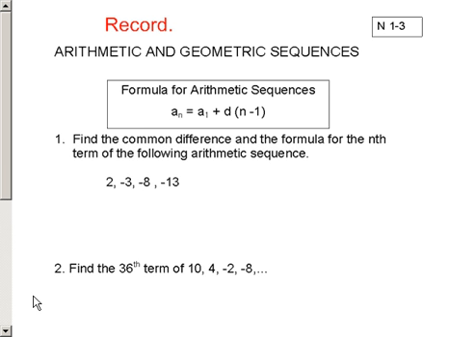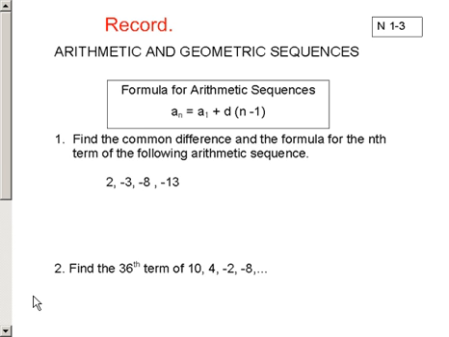Okay, we're going to start out, listen. Ready? We're going to start out with arithmetic sequence. That means you're going to have a common difference in your sequence. And then we're going to move to geometric sequence, which means you have a common ratio. That means when you divide them, it's the same ratio.